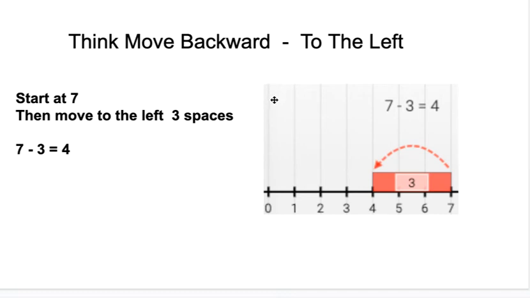Subtraction can also be visualized on a number line. If you wanted to think about the 7 minus 3 problem on a number line, you would start at 7, and then instead of moving forward on the number line, as you did in addition, you would move backwards. You would move to the left, and you would count 7, 6, 5, 4. The answer to 7 minus 3 is 4.